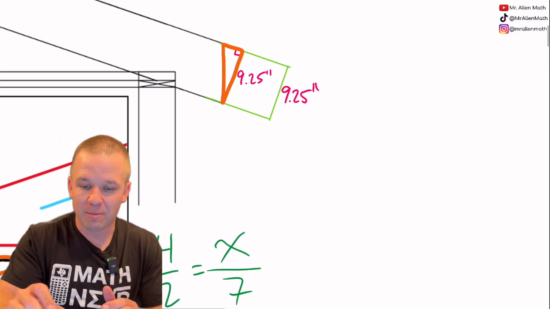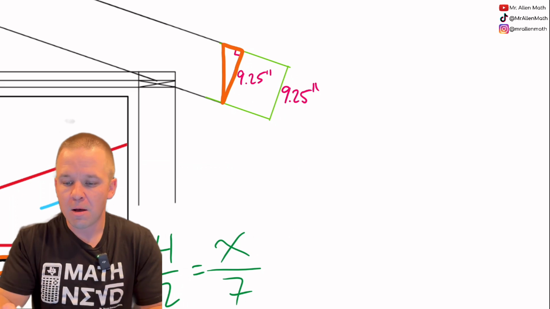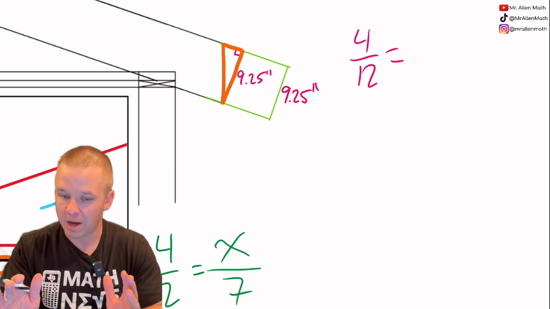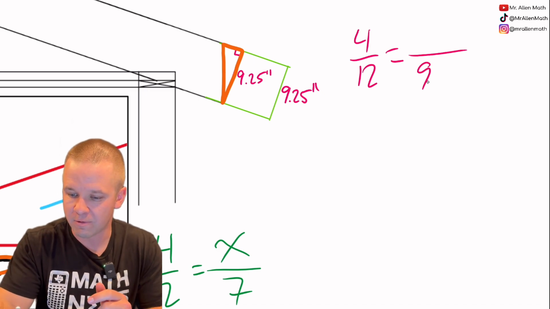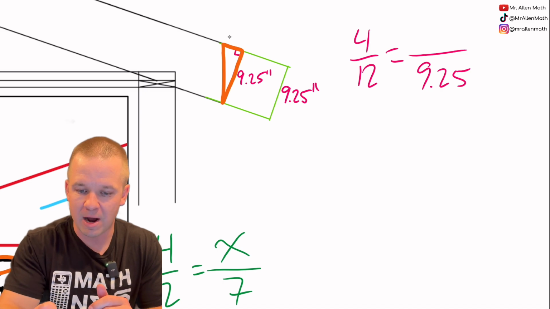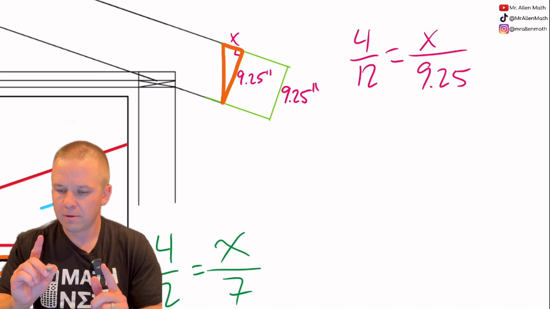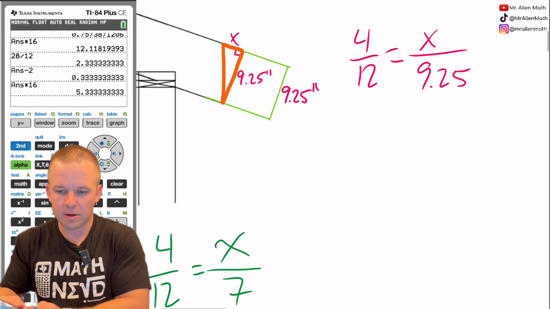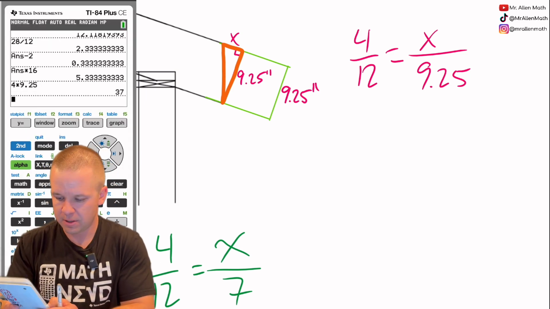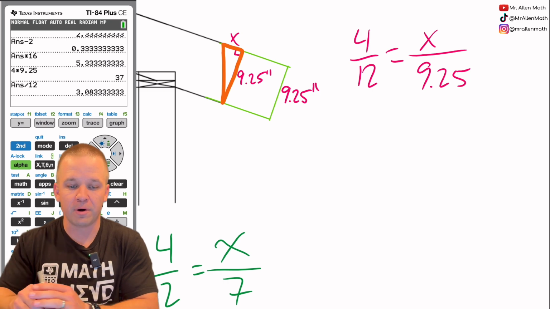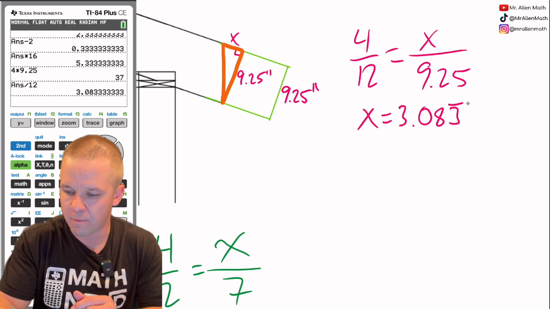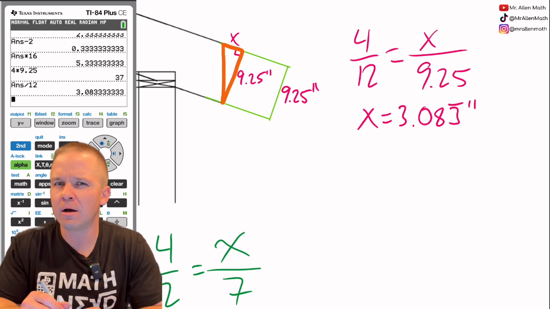So let's do that. I'm going to grab a less thick marker here, but 4/12 equals, and then this one, my run, is the 9.25. So that'll go right down here, 9.25. And we'll call my rise, this guy right here, X. So what am I going to get? Let's cross multiply and solve. I'll pull out the calculator. 4 times 9.25, divide that by 12, and we get 3.083. So x equals 3.083 repeating inches.